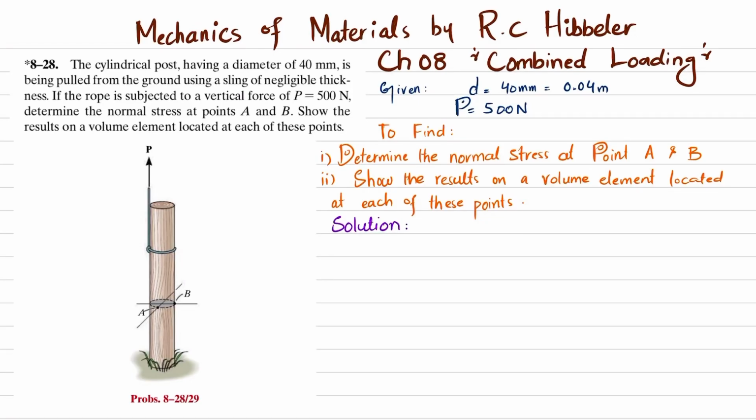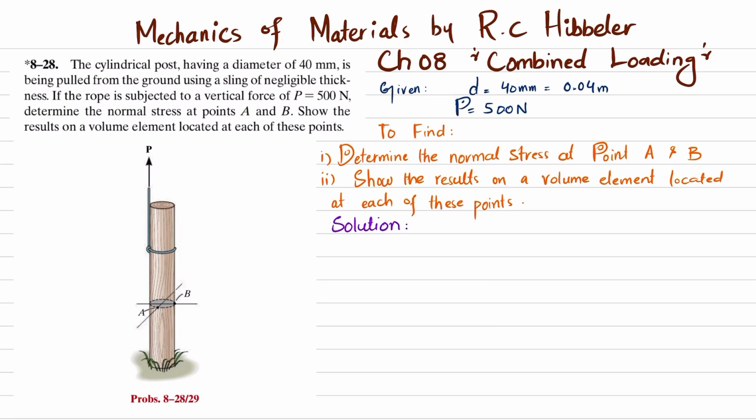Welcome back. Problem 8-28. This problem is taken from chapter 8, that is combined loading, from the book Mechanics of Materials by R.C. Hibbeler. Statement of the problem: the cylindrical post having a diameter of 40 millimeter is being pulled from the ground using a sling of negligible thickness. If the rope is subjected to a vertical force of 500 Newton, determine the normal stress at points A and B. Show the result on a volume element located at each of these points.